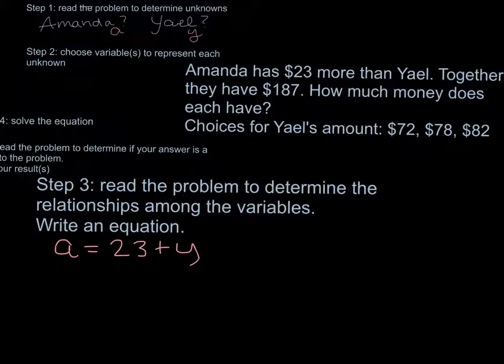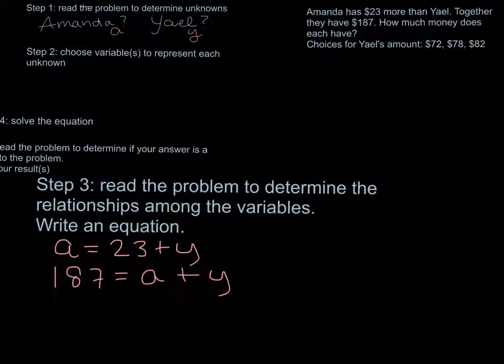Now I'm going to build an equation for the second sentence. Together they have $187. So the word together to me implies addition, and this 187 is the total. The together that we're talking about is A and Y, and their total is $187. Okay, so now what I have is something called a system of equations. I've got two different equations to describe what's been going on in these first two sentences. In my head, though, I've got to keep this in mind. How much money does each have? Ultimately, what I'm trying to figure out is how much money Amanda has and how much money Yael has.